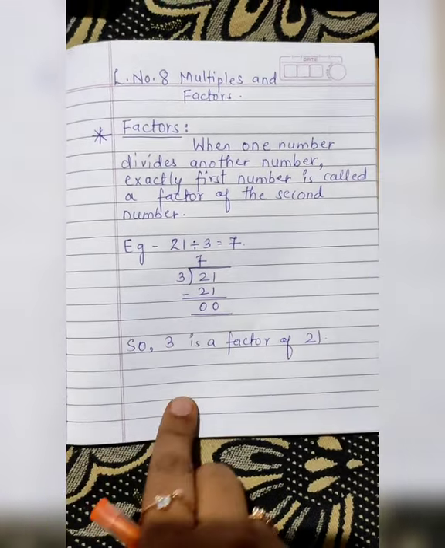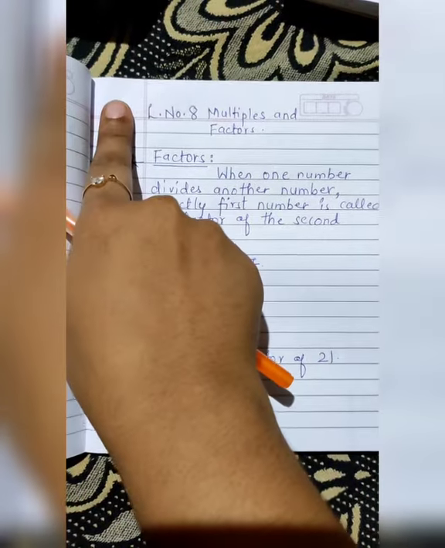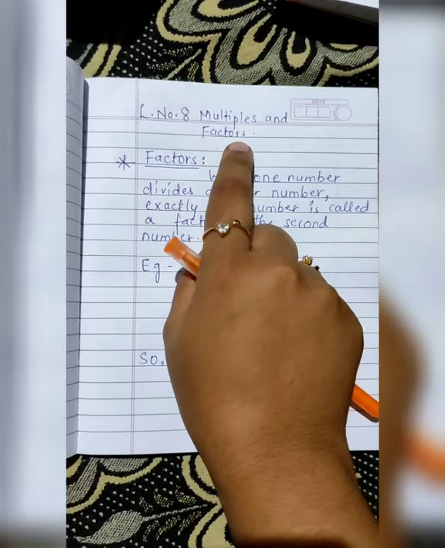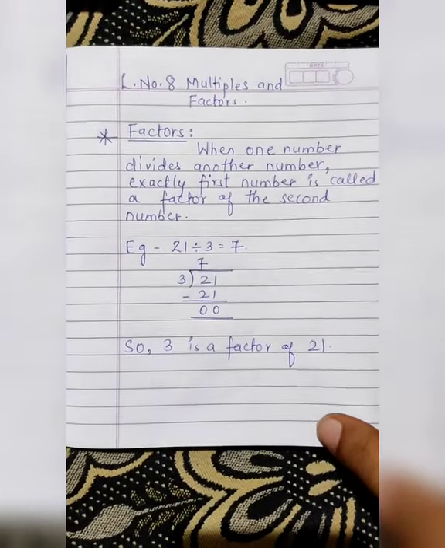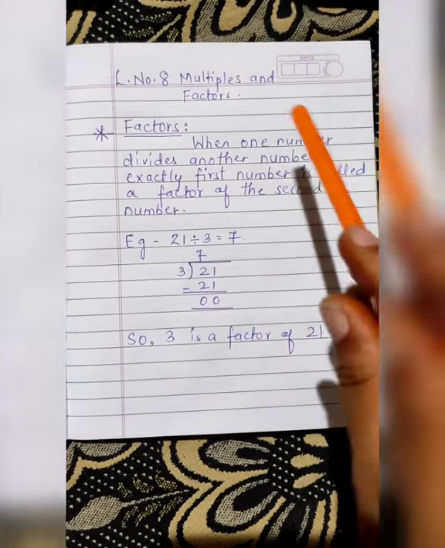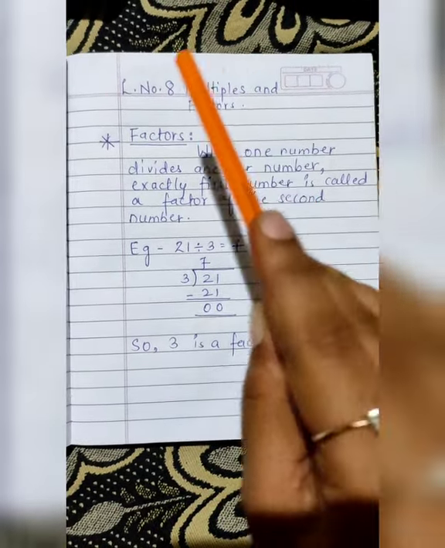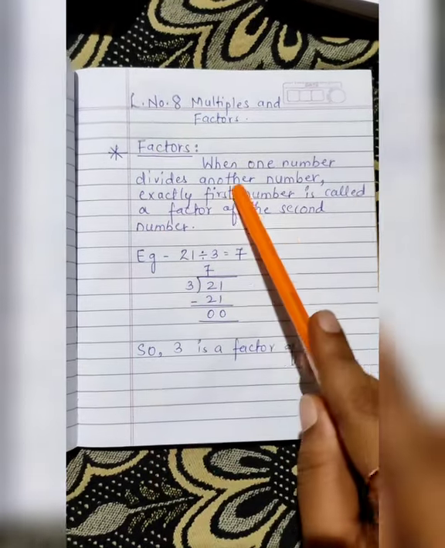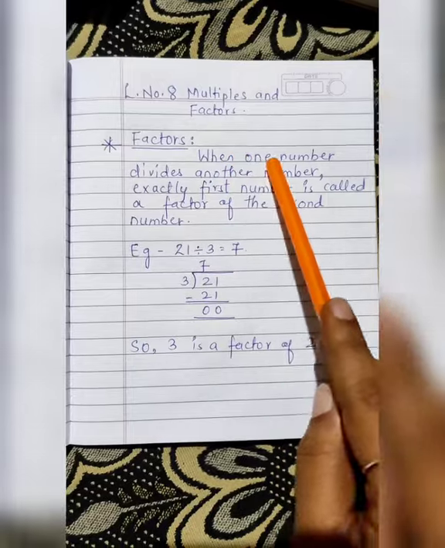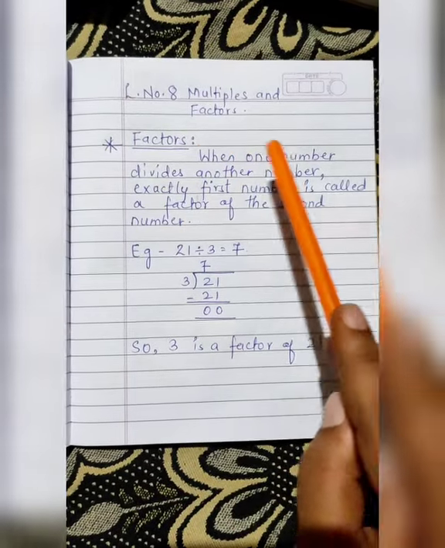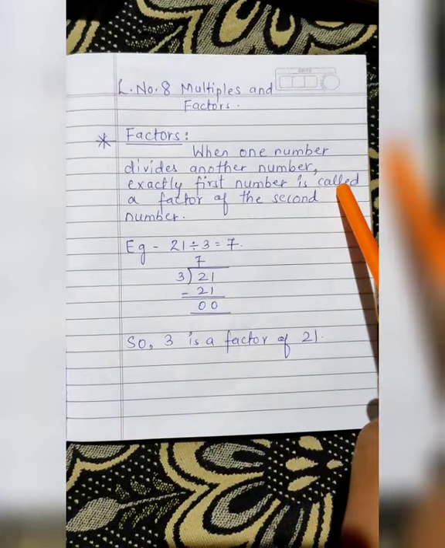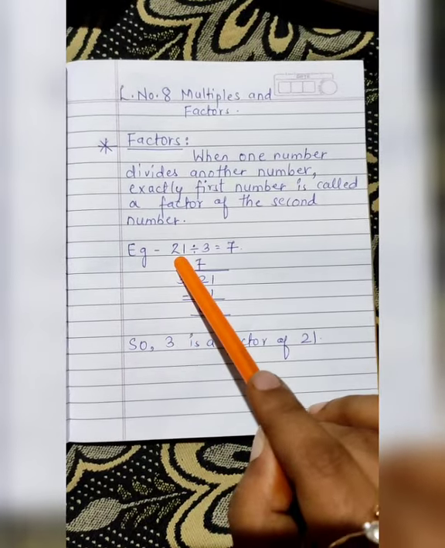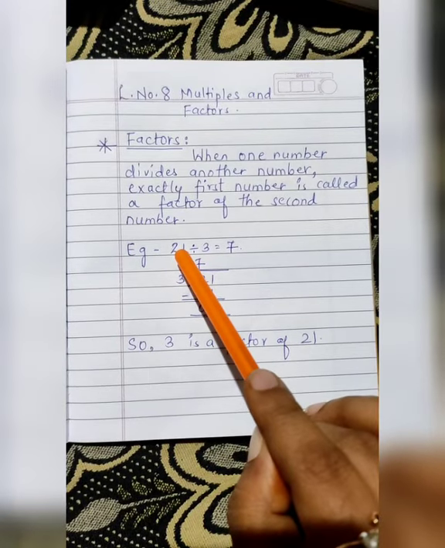Take out your maths notebook and take a new page. Write today's date and write lesson number 8, multiples and factors. Take a new page and start writing the new chapter. Give the heading, write the name of the chapter, and the first thing which we have learned today was factors. So you have to write all these things. When one number divides another number exactly, the first number is called a factor of the second number. Example, here you have to write the factors of 21.